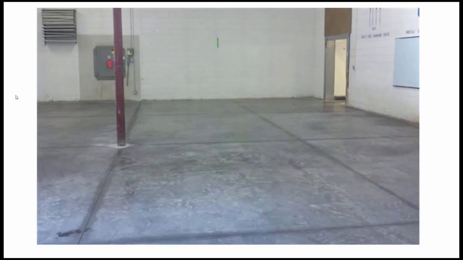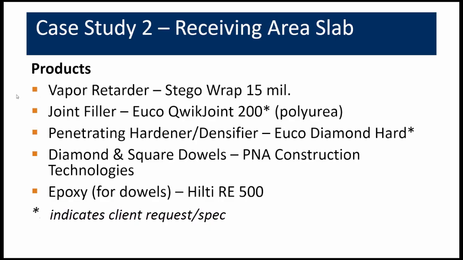And here is a photo of the completed receiving area slab. The products we used on this, again, the StegoWrap vapor retarder. We did use the polyurea joint filler. That was in the specification that they asked us to fall in line with. While we used it, I wasn't made aware of issues with the polyurea.